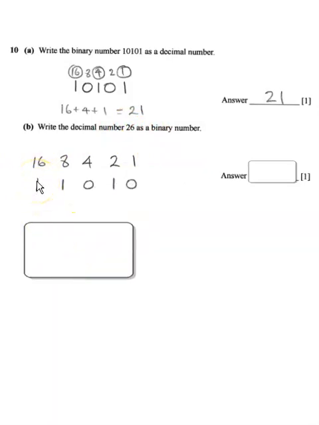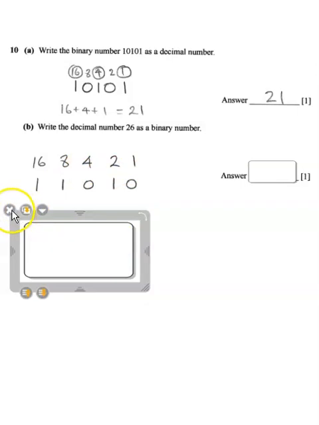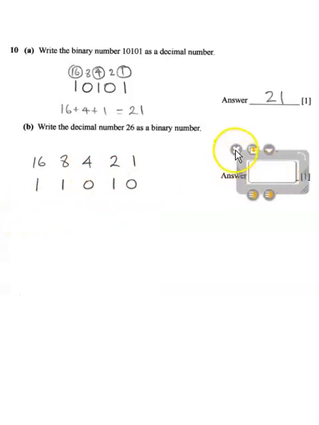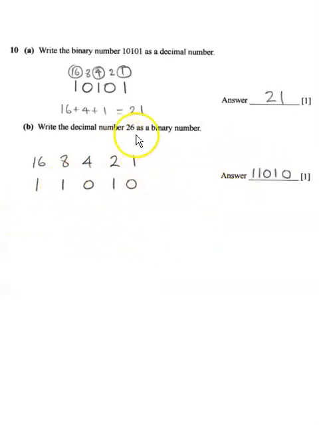And then we think to ourselves, what do we need to make 26? So we've used up 16, we need another 10, so we put a 1 at the 8 and a 1 at the 2, and then anywhere else we just fill in with zeros. And that would be your binary number for that decimal number.